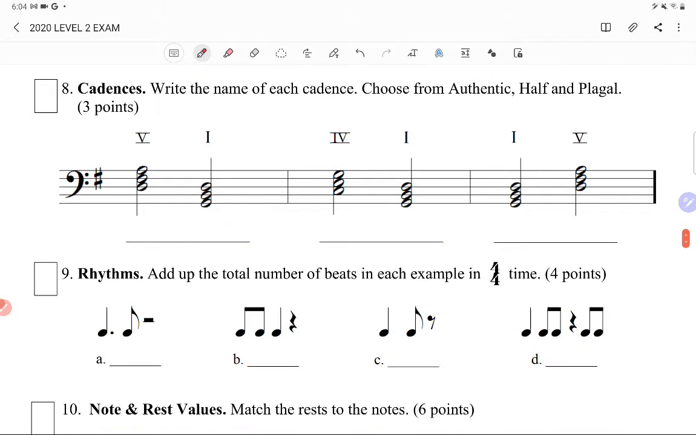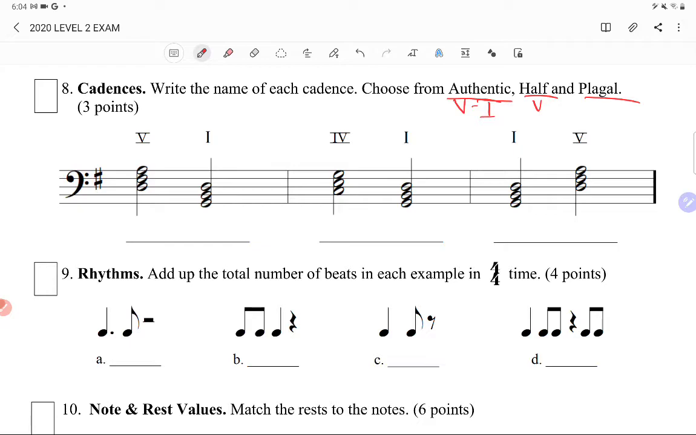Okay, write the name of each cadence, choose from authentic, half, or plagal, 3 points. Well, I've got to remind you that authentic is when you're going from 5 to 1. It's the most common one. When you're playing, for example, Happy Birthday to you, 5 to 1, okay? Half is when you're staying on 5. It's like Happy Birthday to, and you never go to you. Never, ever, because you just stay on 5, okay?